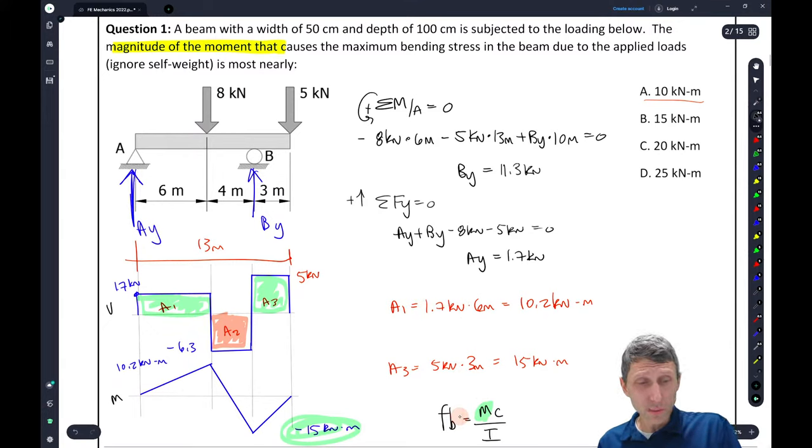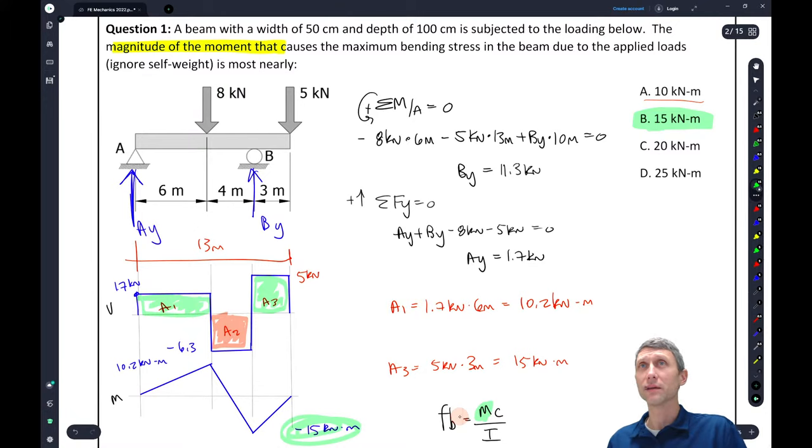All right? So we can say with confidence here that the answer is this 15. Make sense? So zero shear. The maximum moment comes at the points of zero shear. So where this crosses the axis is going to be the maximum moment.